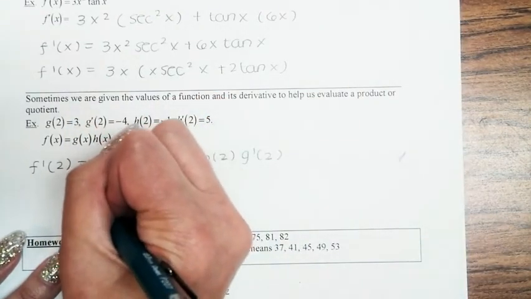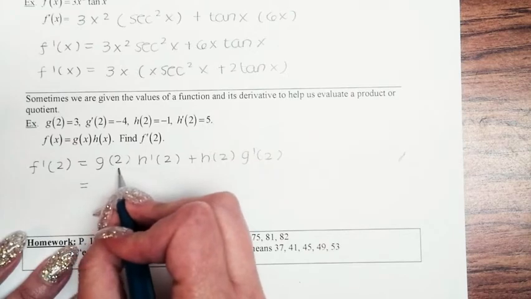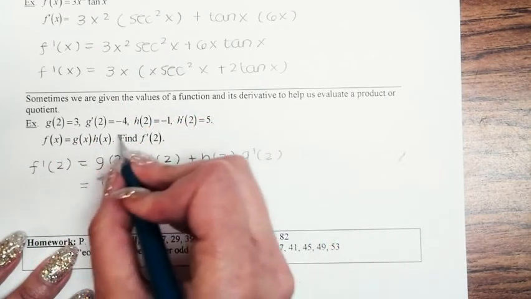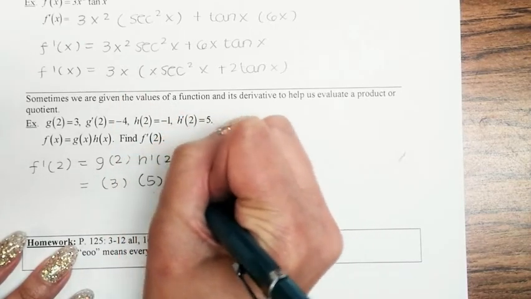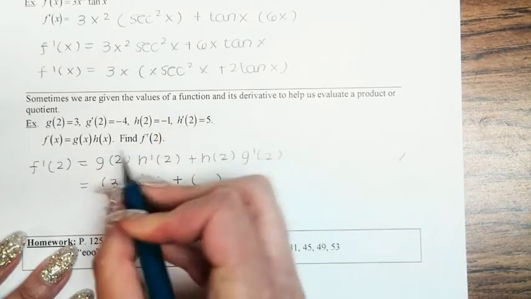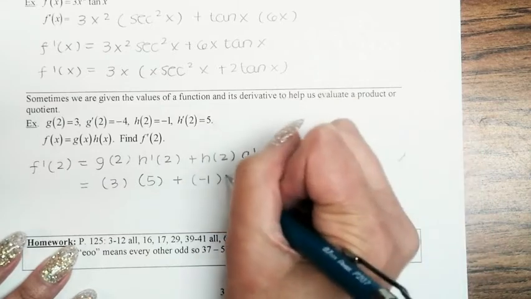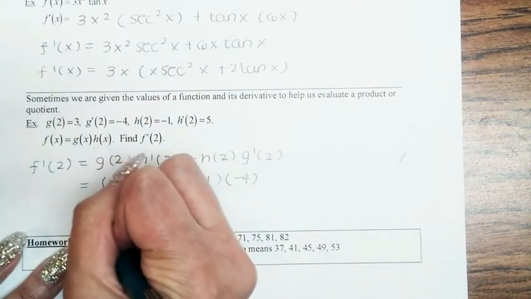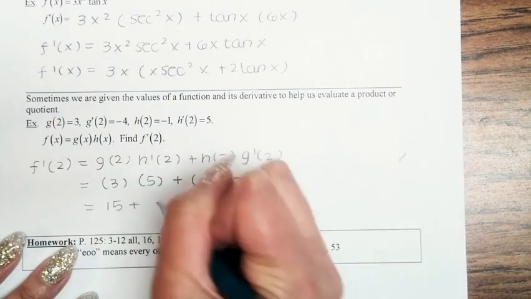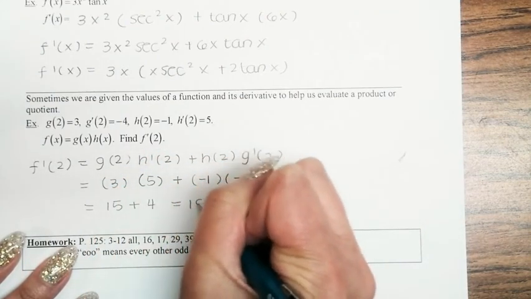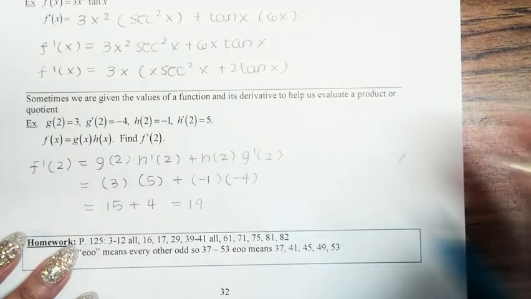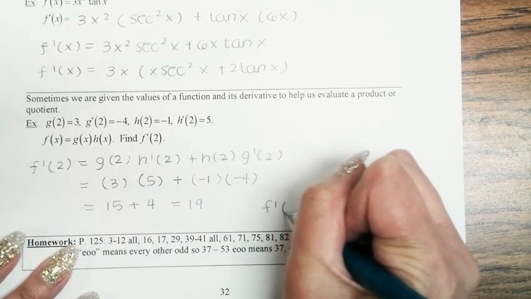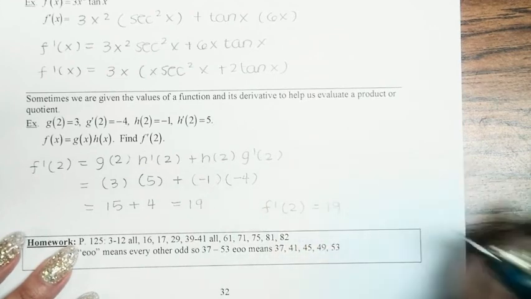Okay, now you need to ask yourself, hey, do you have g of 2? Yes, it's 3. Then do you have h prime of 2? What's h prime of 2? That's 5. Okay, then plus, what do you have here? What's h of 2? That's negative 1. And last but not least, what's g prime of 2? G prime of 2 is negative 4. So this gives you that this is 15 plus 4, which gives you the beautiful number of 19. Okay, our conclusion here is you can conclude, I mean, you don't need to, but f prime of 2 is equal to 19. And that's pretty much it.